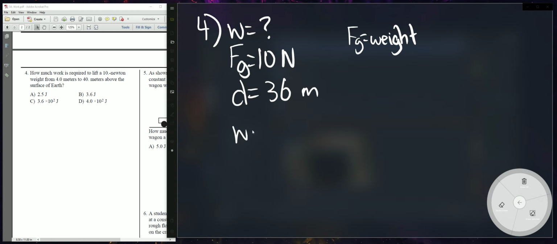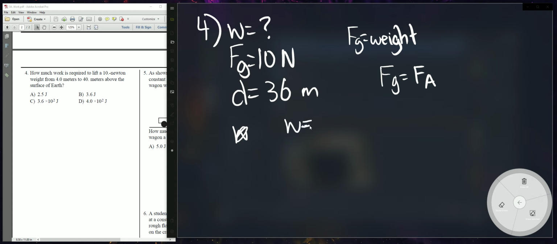Again, I proved in class that Fg is Fa, you've got to trust me. But if you don't want to remember the proof and you don't want to understand why Fg is Fa, then just assume that, only if you're lifting something.